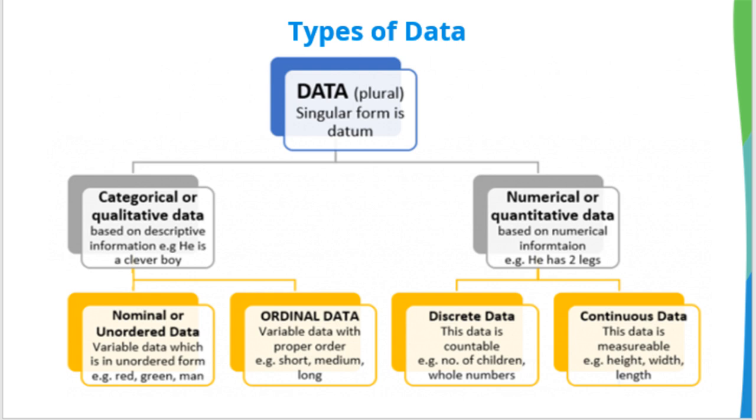In the categorical data, you have nominal and you have ordinal. The nominal data is otherwise called unordered data. It is data that is not ordered, and that's why I call it nominal. The one that is ordered is called ordinal. So when I say nominal or unordered data, it's a variable whose data assume an unordered form. The form in which the data comes is unordered.